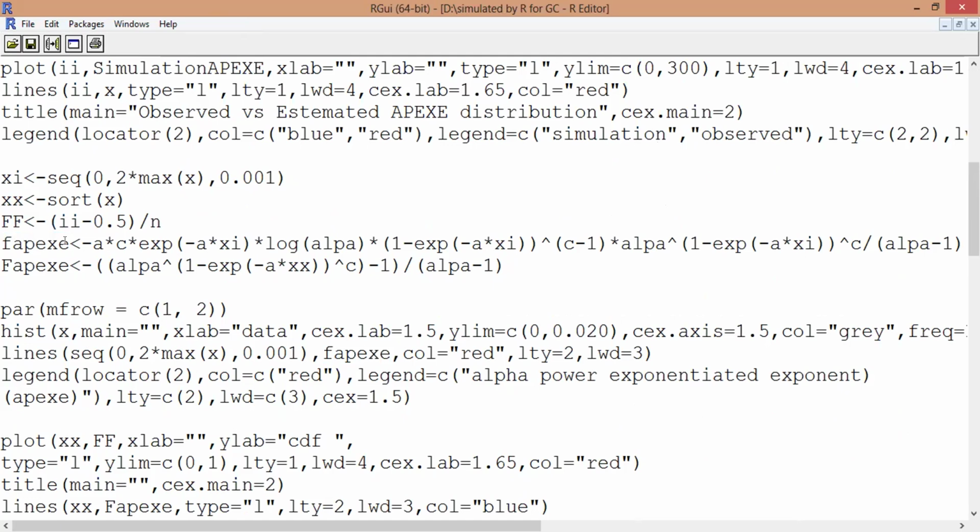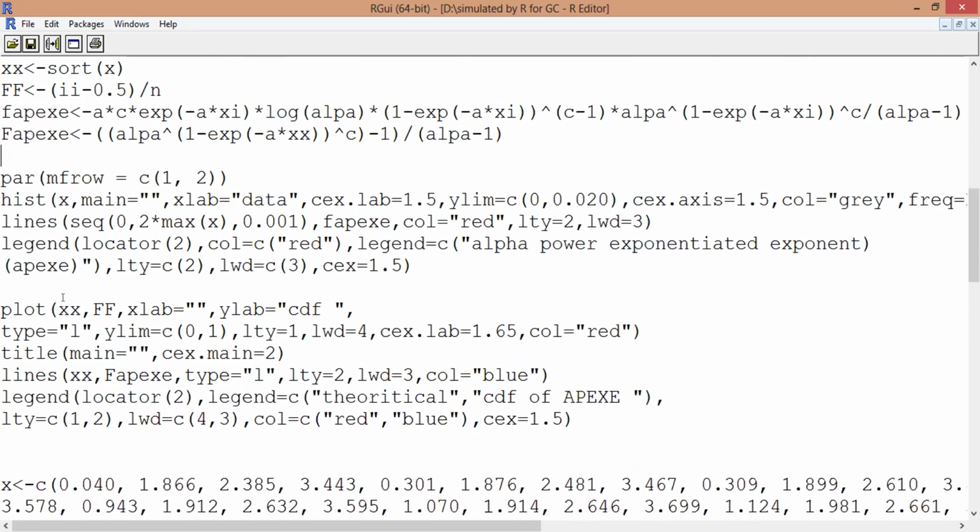And then for the cumulative plot, we use equation 1 in the research article, or what we call the distribution function. This one we can find in equation 2, and this one in equation 1. So for the cumulative plot, we must compare the distribution function with the theoretical one.